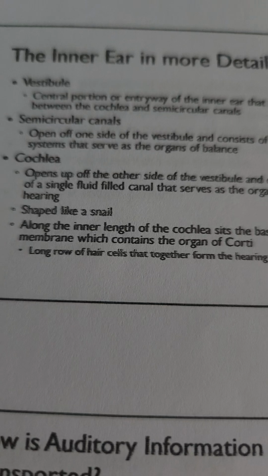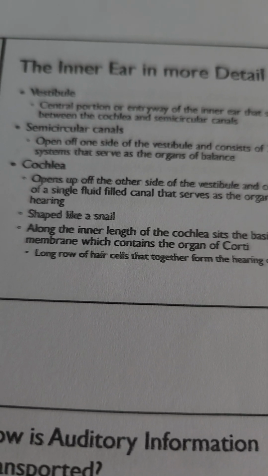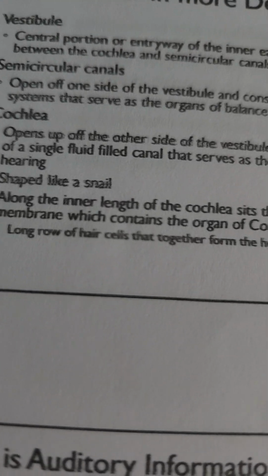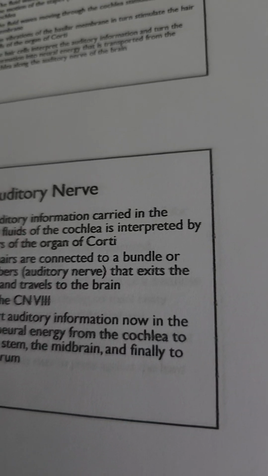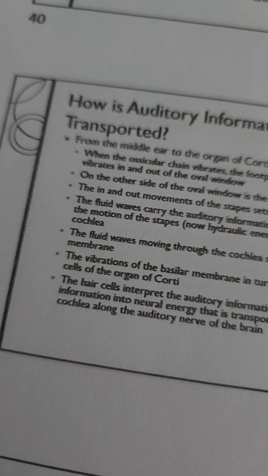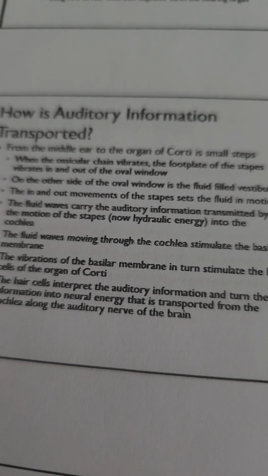Along the inner length of the cochlea sits the basilar membrane, which holds the organ of Corti, long rows of hair cells that together form the hearing organ. How the auditory information is transported from the middle ear to the organ of Corti in small steps.